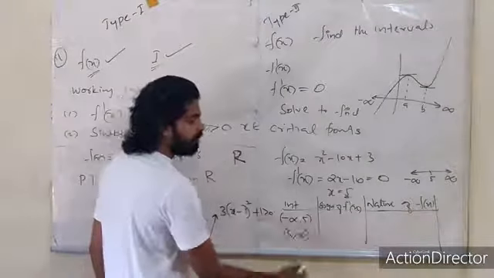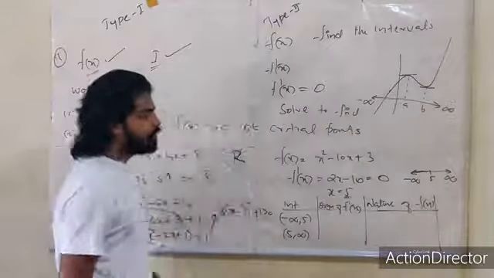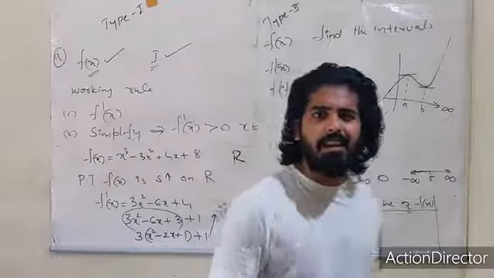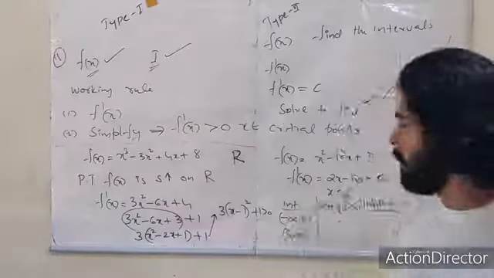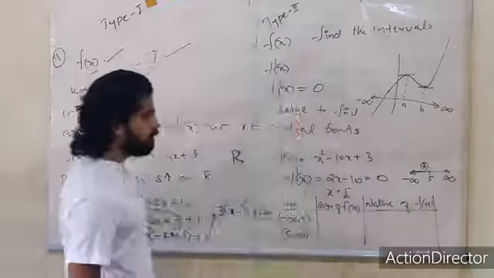So negative infinity to 5. Between negative infinity and 5 we have infinite values. You can take any value between negative infinity and 5. So I am taking 4, which is between negative infinity and 5.